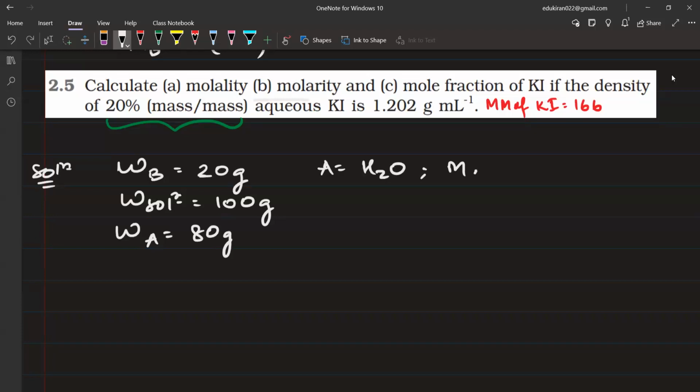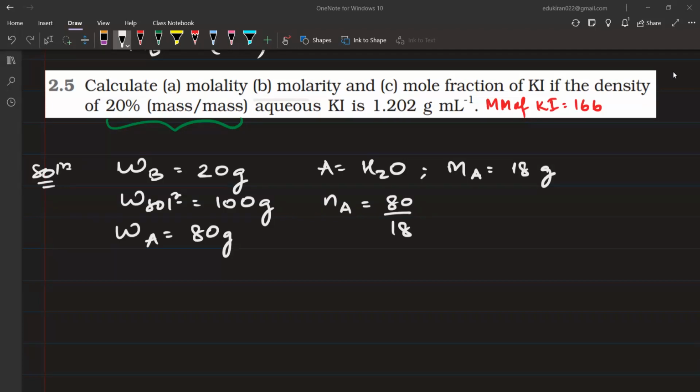What is the molar mass of H2O? Molar mass of H2O will be equal to 18 grams. Then I can also find the number of moles of A. Number of moles of A will be equal to 80 upon 18. Okay. Now I am not finding anything that they're asking. I'm just finding whatever I can. This is for if you don't know what to do. I'm assuming you don't know what to do. You find whatever you can and then things will plug in.